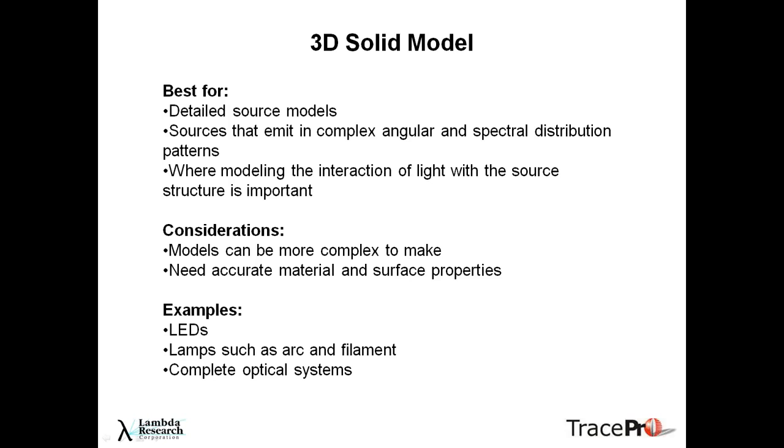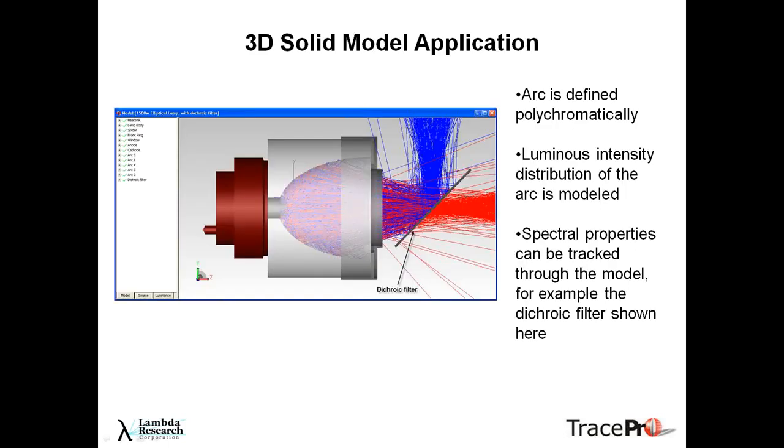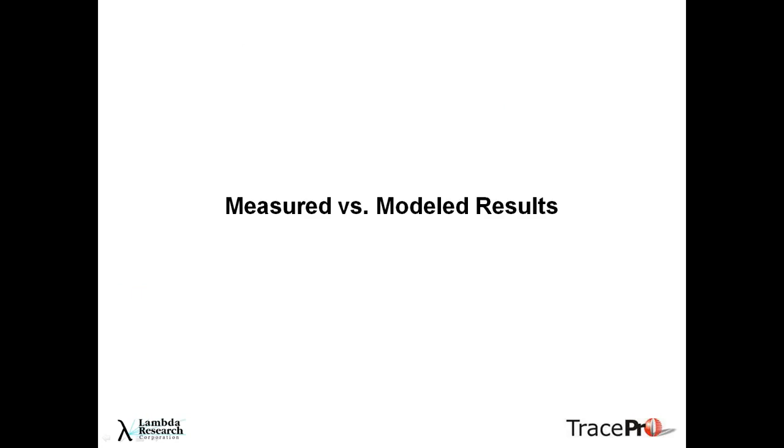So a lot of times a 3D solid model will have the geometry, but it will also have a surface source property in there as well to act as the source. Here's an example, once again, that short arc lamp that might be used in a digital projector. We have a dichroic filter here, so we have one wavelength being passed by the filter, another wavelength being reflected. So we're able to fully model the spectrum of the arc and get different spectral behaviors based on the wavelength.